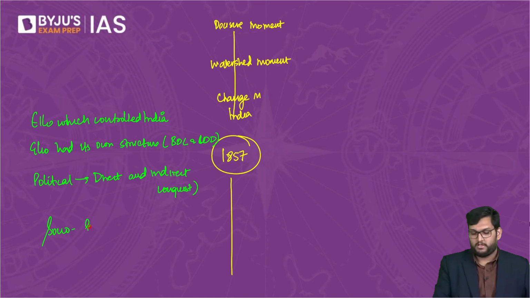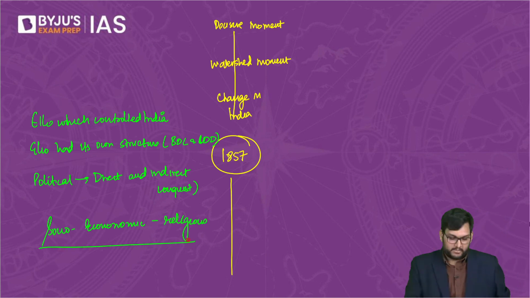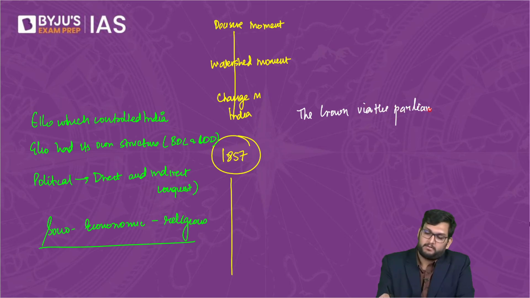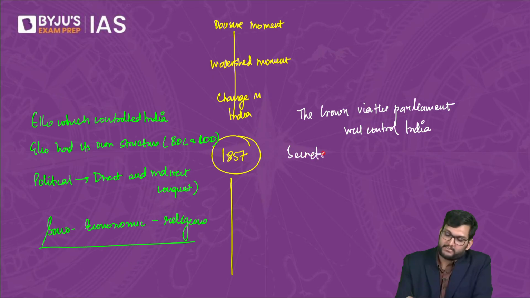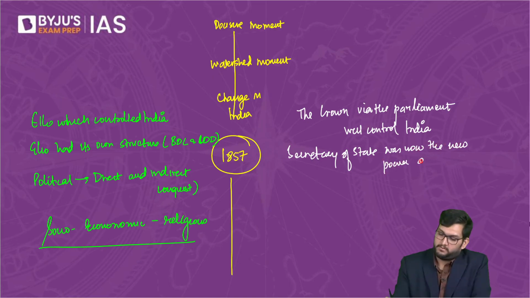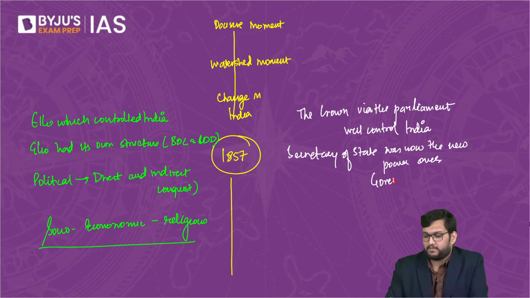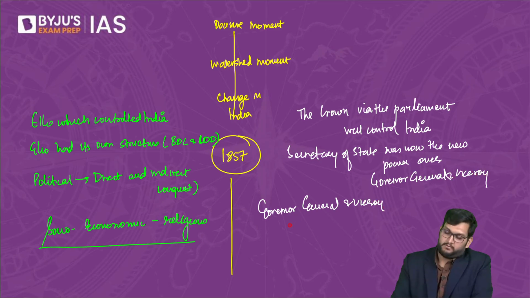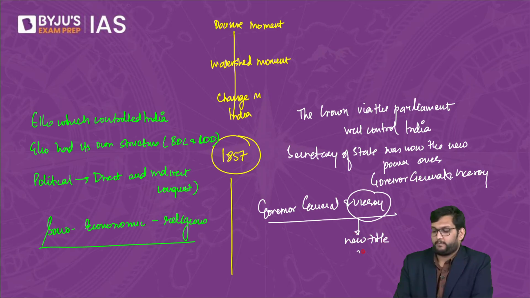The socio-economic and religious interference will now be abandoned, and basically after it, the Crown via the Parliament will control India. Secretary of State was now the new power over the Governor General. Governor General and Viceroy, a new title added.